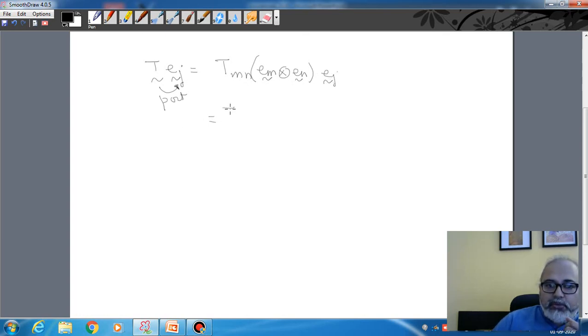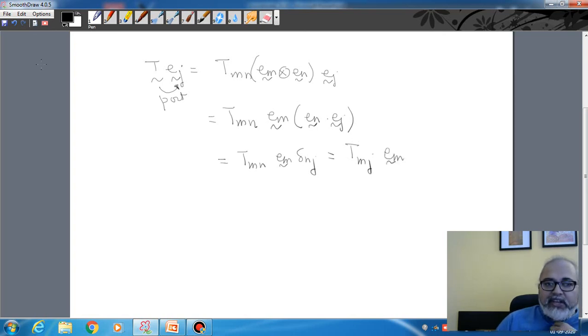Now use the definition of a dyadic product. A dyadic product times a vector gives you another vector. So this will give me Em times En dot Ej. This just follows from the property of the dyadic product, which will give me Tmn Em delta nj, where now n will be knocked off in favor of j. So I'll have Tmj Em. This is what I'll have when I post multiply by Ej.